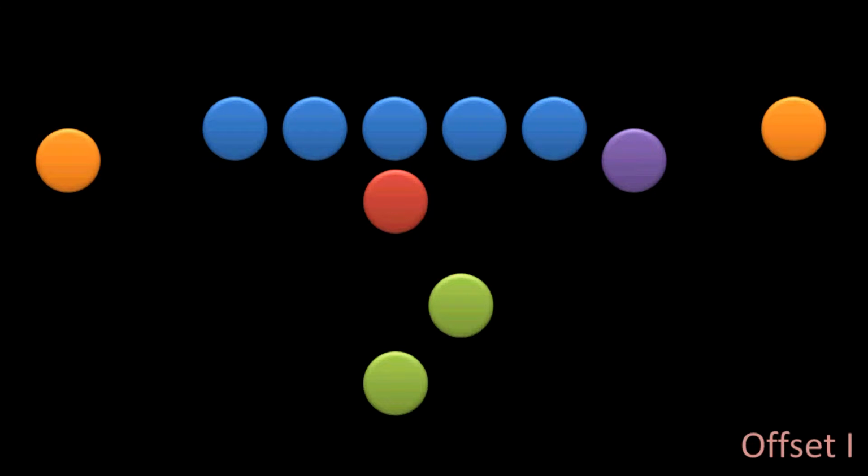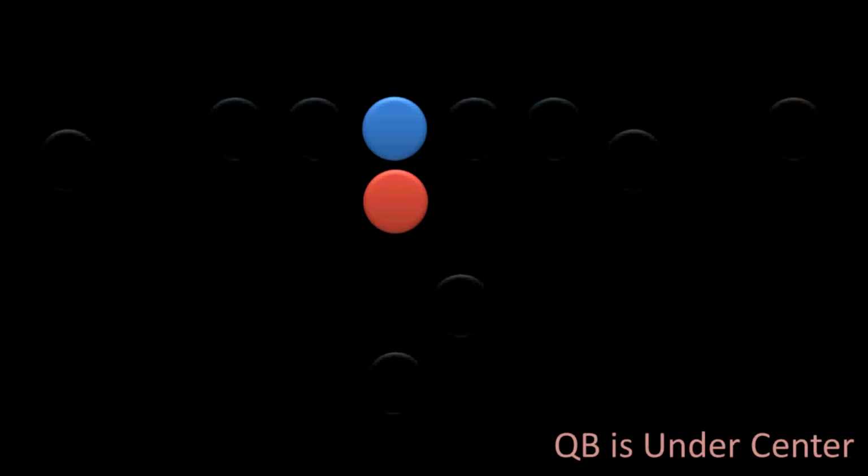One thing to note here is that the quarterback is what we call under center, which means he's directly behind the center. So whenever the center snaps the ball, he's essentially handing the ball to the quarterback. We'll come back to the alternative to being under center in a minute.